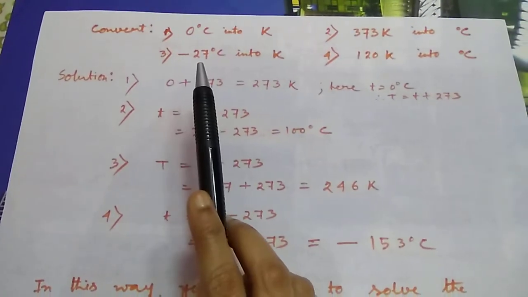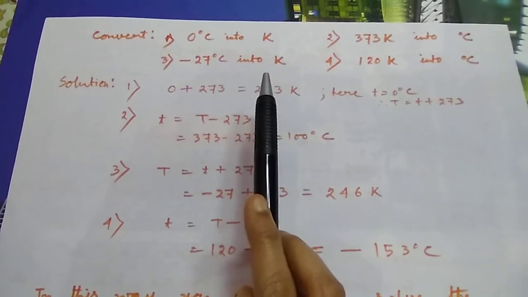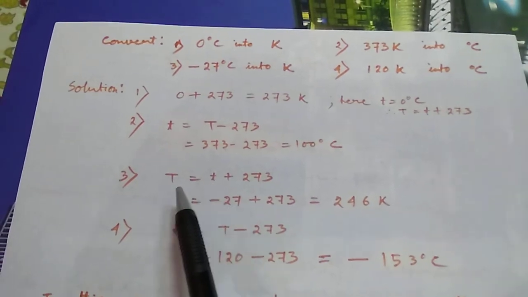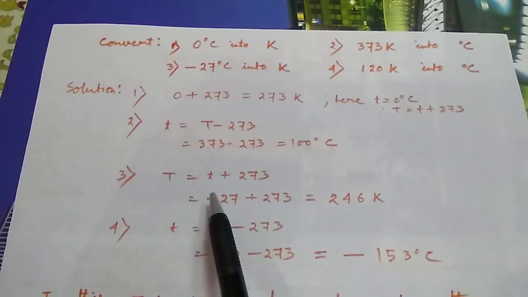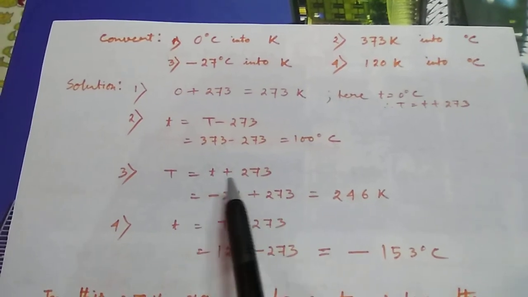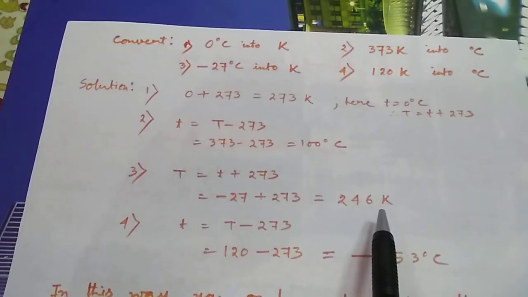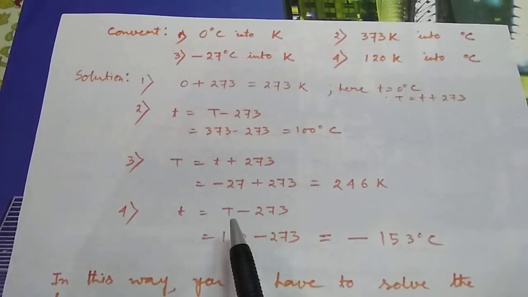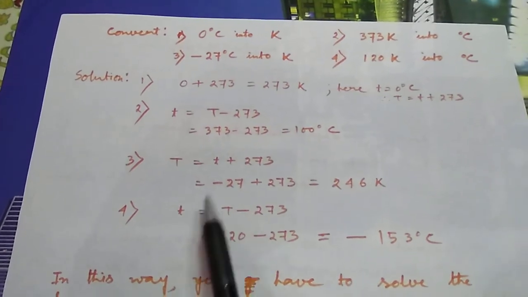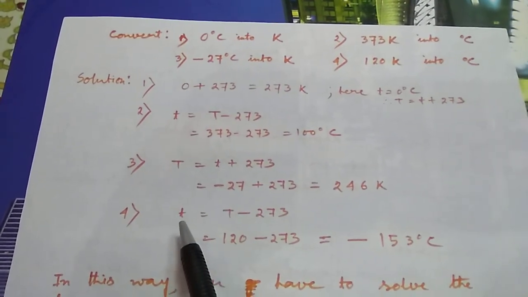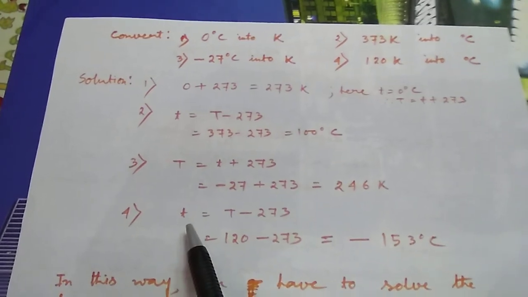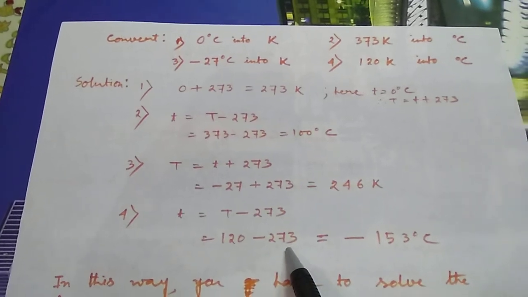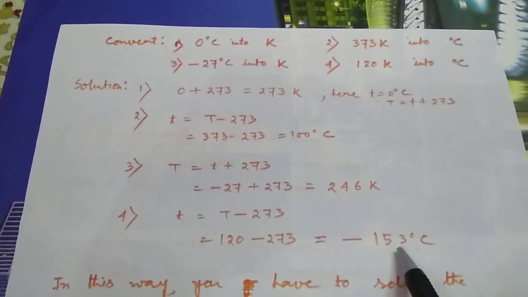Similarly, minus 27 degrees Celsius has to be converted into Kelvin temperature. That means the small t value is given. So how do you get capital T? Just add 273 to the given value. This is the answer. Next, 120 K into degree Celsius. That means the temperature is given in Kelvin scale, so the capital T value is given. We have to find the temperature in degree Celsius scale, that is the small t value. So what you have to do? From the given value, we have to subtract 273. So the temperature will be minus 153 degrees Celsius.